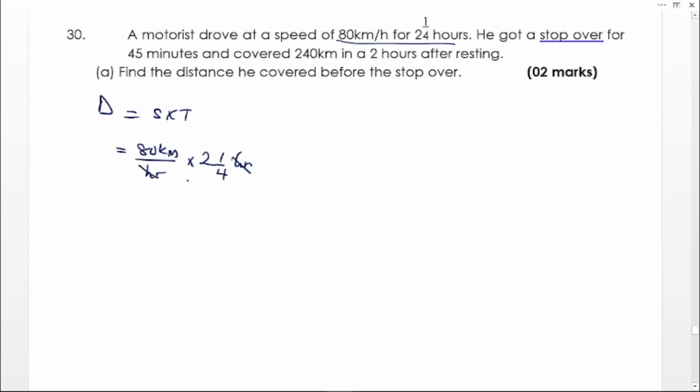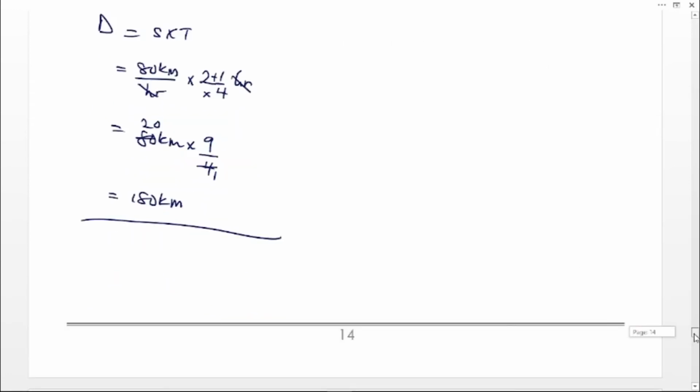So hours, we go with hours. So we are having 80 kilometers times, 4 times 2, 8 plus this one, 9 out of 4. By 4, 1, by 4, 20. 20 times this one, we are getting 180 kilometers. So that is the distance he covered before resting.